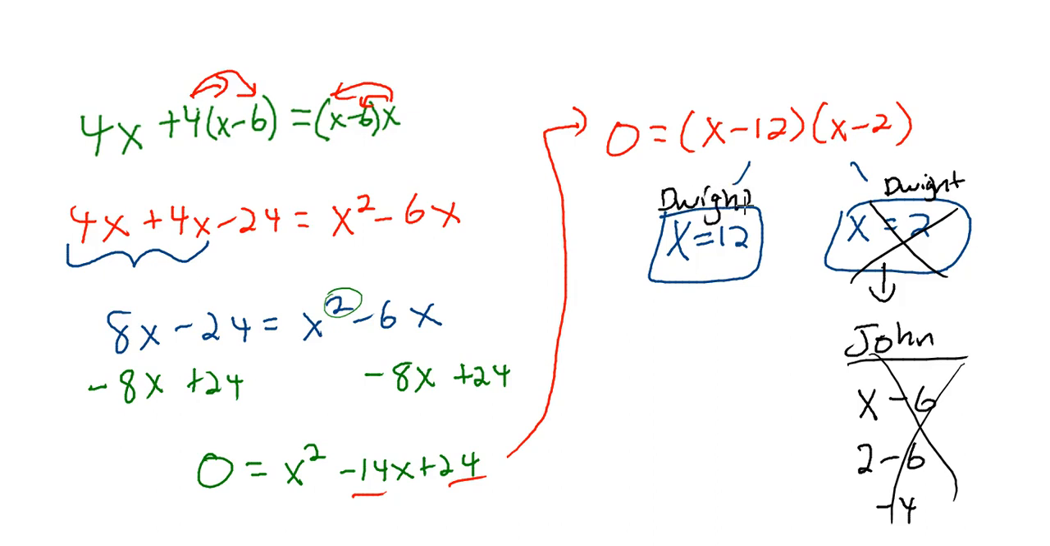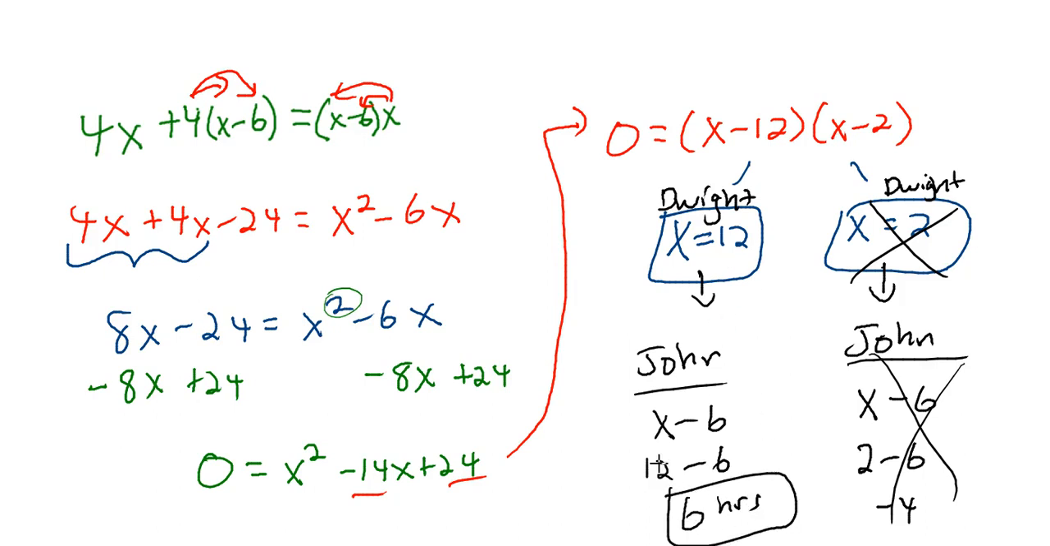Dwight takes 12 hours to do the job by himself, which means that John takes 6 fewer hours than that. 12 minus 6 means John would take 6 hours to do the job. And that's what we would type into Math Excel.